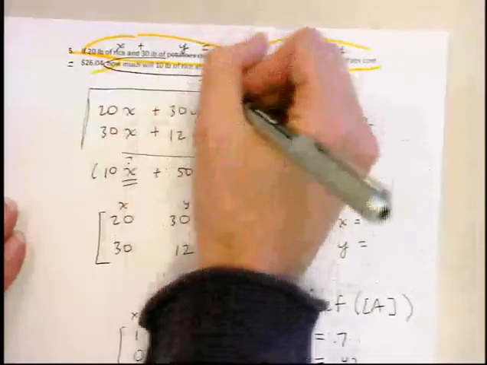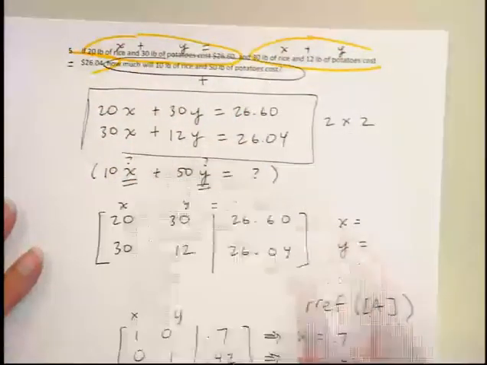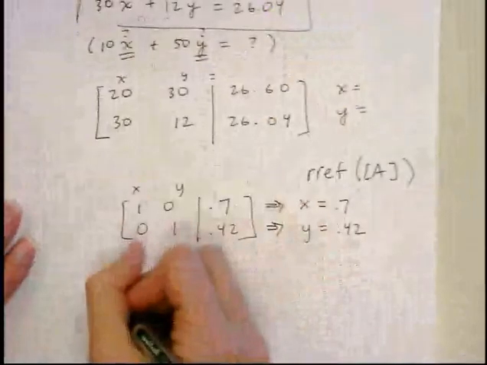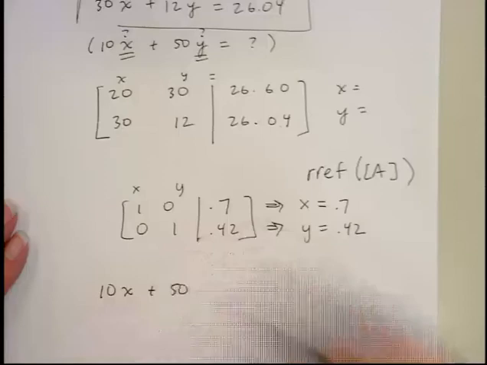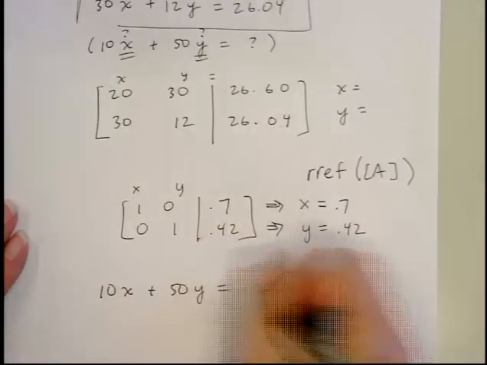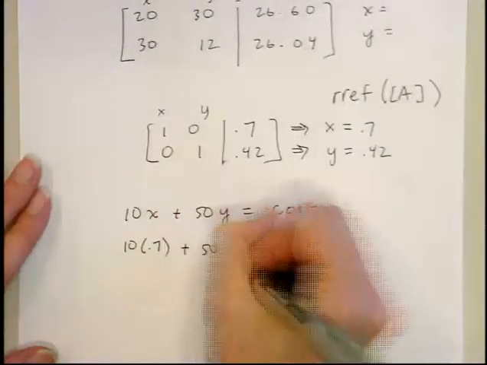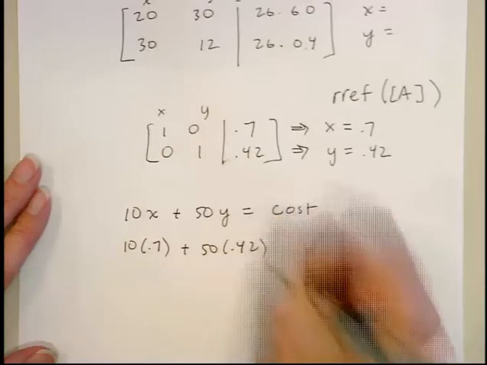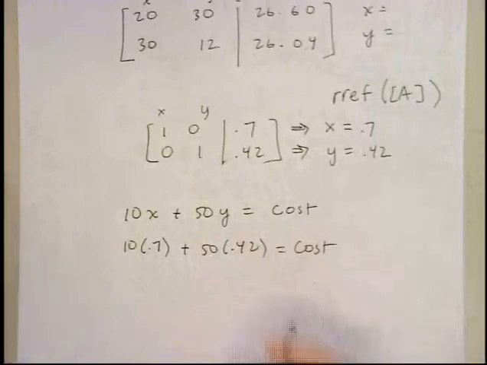Back to the actual question. The question that I was asked was this one. How much will 10 pounds of rice and, there's my plus, 50 pounds of potatoes cost? That's my equation. So 10 pounds times the cost for rice, x, plus 50 times y equals how much? I don't know. So this gives me 10 times 0.7 plus 50 times 0.42 equals the answer to this question.